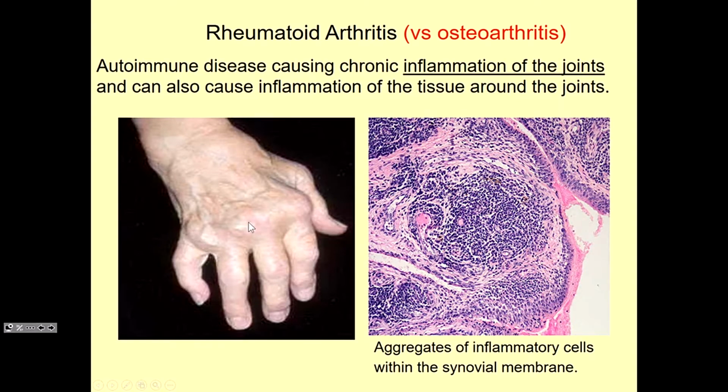And of course, what people take for rheumatoid arthritis are NSAIDs, non-steroidal anti-inflammatory drugs, ibuprofen, aspirin, Celebrex, stuff like that, which will reduce the inflammation. Okay, so it's an inflammatory response, which is totally different to osteoarthritis.